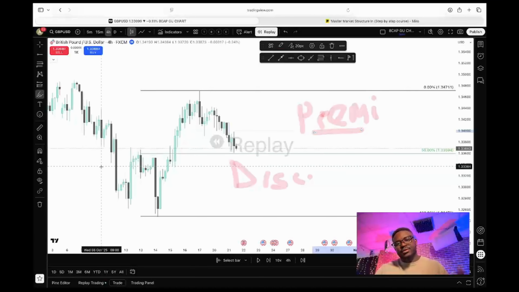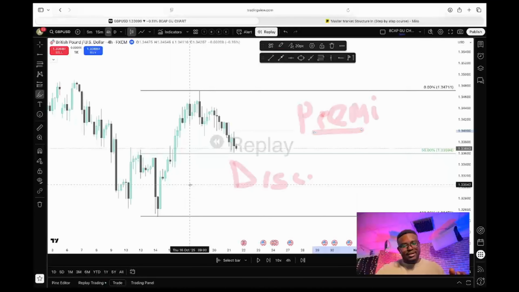So if you're looking for buys, the best place to buy is actually in the discount zone, because you don't want to buy a market that is already high. Take, for example, you're trying to buy a car, and you've done your market analysis, and the price of the car is probably 1 million. Anything above 1 million is premium. Anything below 1 million is discount.